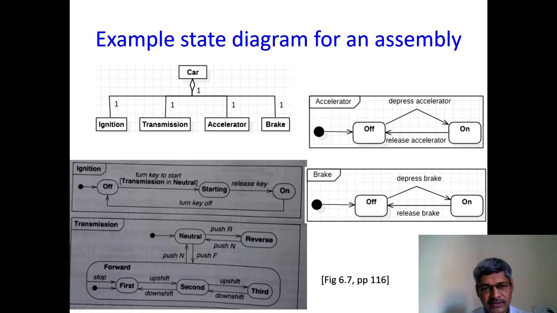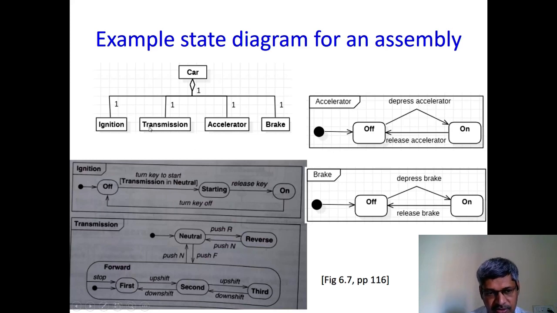Now the interesting thing is, at any particular time the car is in a state. Any state is composed of the substates in which each of these parts are. We will have one single state diagram for each of these parts, here ignition, transmission, accelerator, and brake. These four together make the state diagram for this car. At any particular time, the state the car is in shows which states each of the subdiagrams are in.